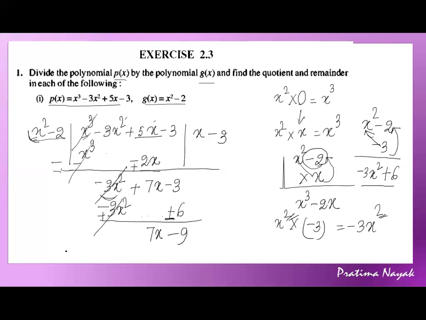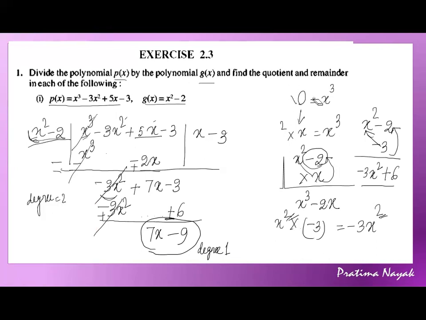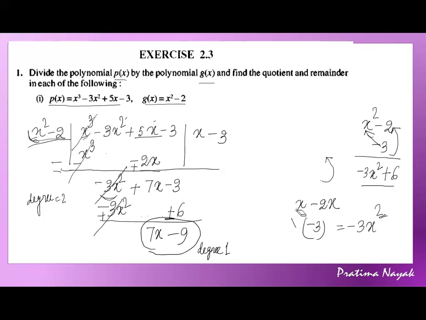No further division. Why? Because the degree of the remainder is less than the degree of the divisor. Here degree is 2, here degree is 1. So I'll stop division. Now I'll write what is the quotient and what is the remainder. Quotient polynomial is x minus 3 and remainder polynomial is 7x minus 9.